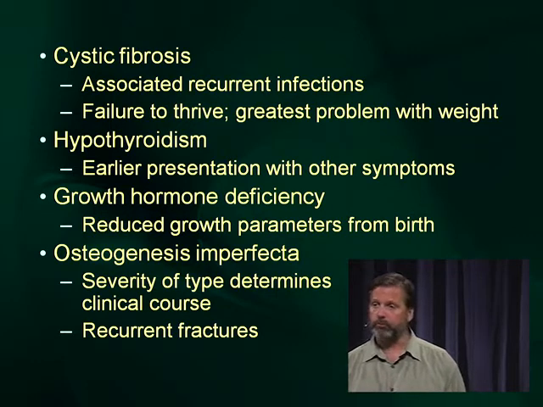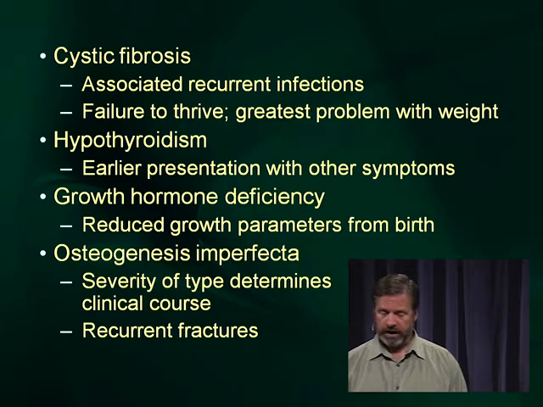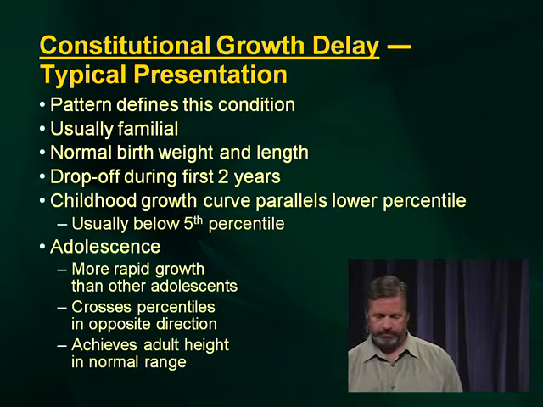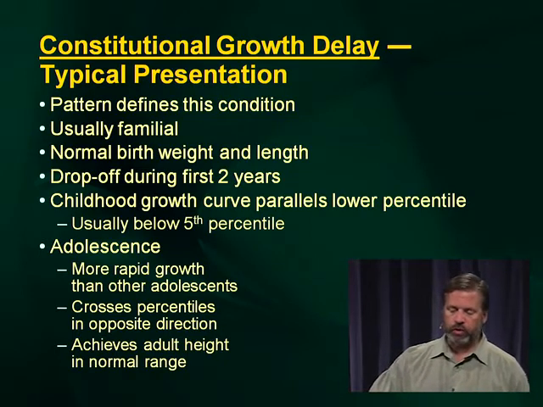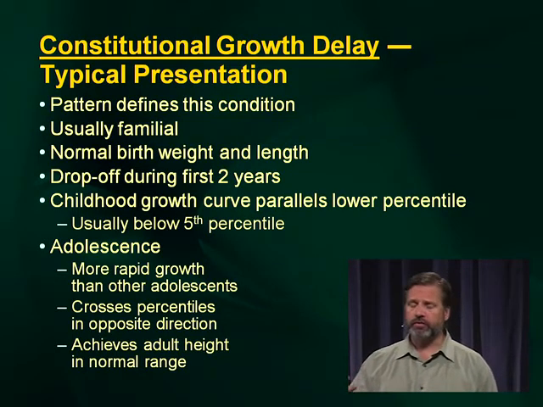Hypothyroidism probably would have an earlier presentation, and growth hormone delay tends to lead to reduced growth parameters from birth rather than being born with normal parameters. And then osteogenesis imperfecta has a severity of different levels depending upon the type that you have, but leads to recurrent fractures.